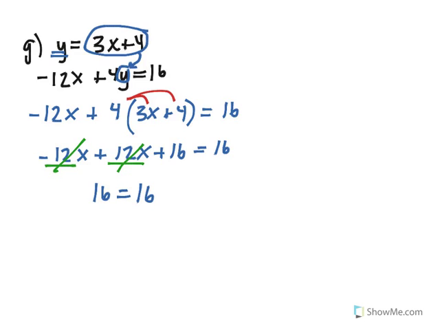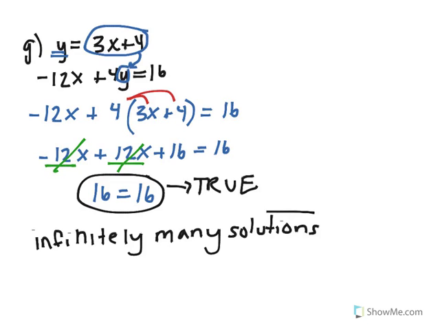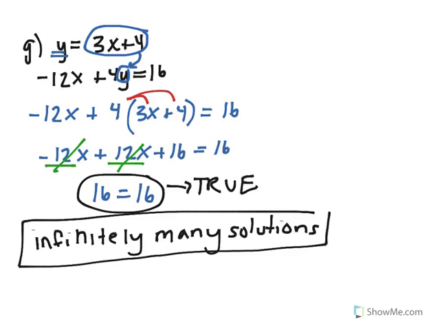Well, if my variables disappeared here, I want to really look at this equation that I'm left with. You want to ask yourself, does 16 equal 16? This is a true equation. So my answer here is going to be infinitely many solutions. All pairs x and y work in this system. There are infinitely many solutions, which, remember, we learned from class means these two equations are actually the same exact line.